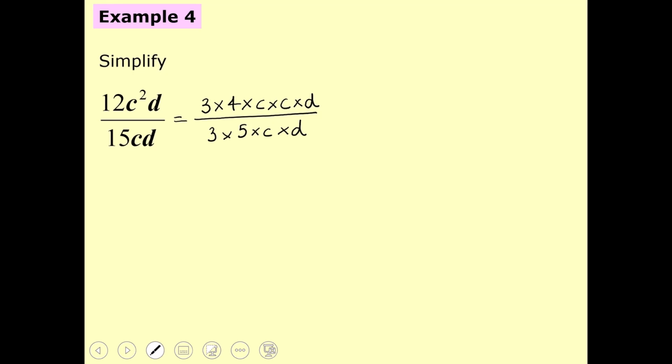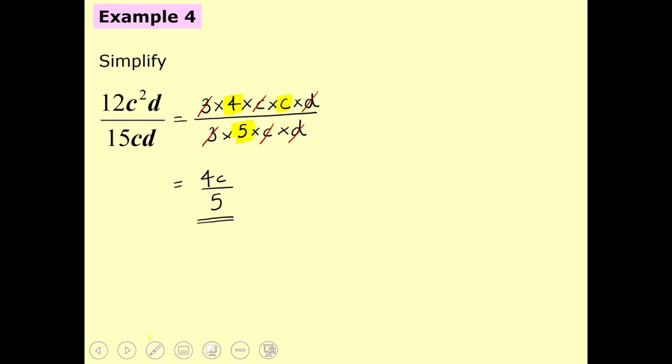And now we can go ahead and cancel any common factors on the top and bottom. So we've got 3 top and bottom, then we've got a c, and we also have a d. Now we can go ahead and finalise our answer. So on the top we're left with 4c, and we have 5 left on the bottom, which means our final answer is 4c over 5.